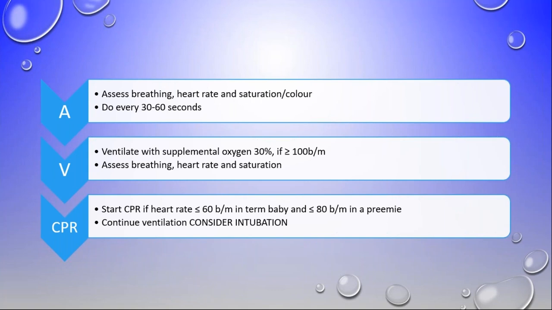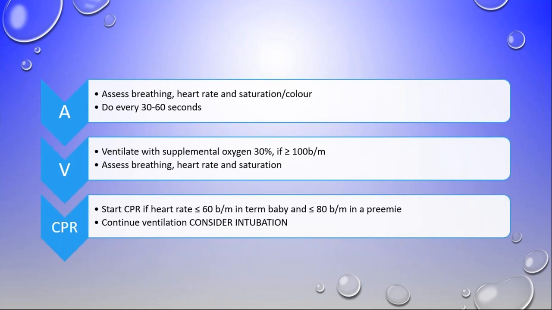Assess the breathing, assess the heart rate, assess the saturation. If the heart rate is fairly normal, above 100, the baby's extremity might be cold and that will give you a poorer saturation. Just check, check, check, check. Start CPR if the heart rate in the term is below 60, 80 in the preemie, and continue ventilation.